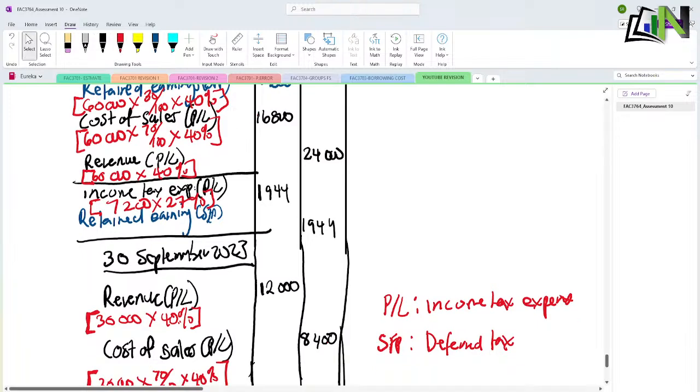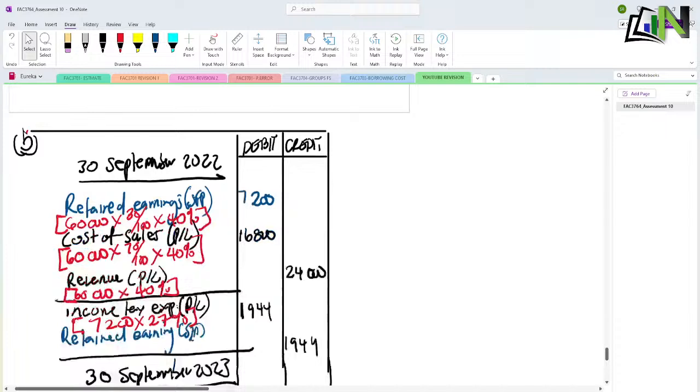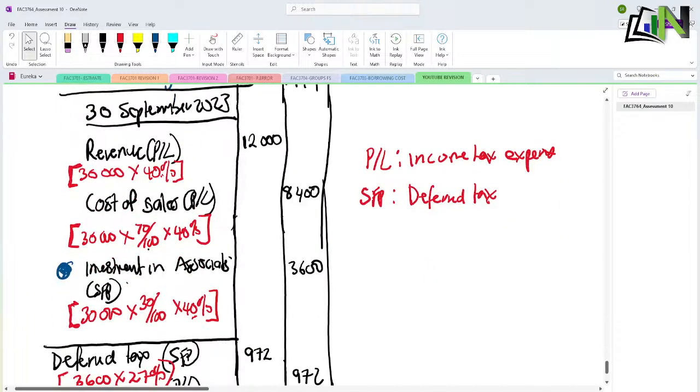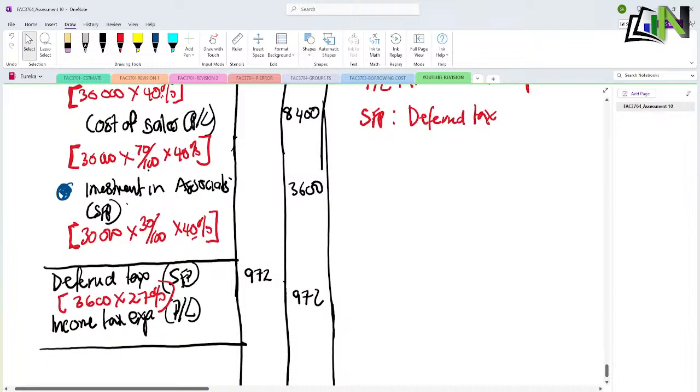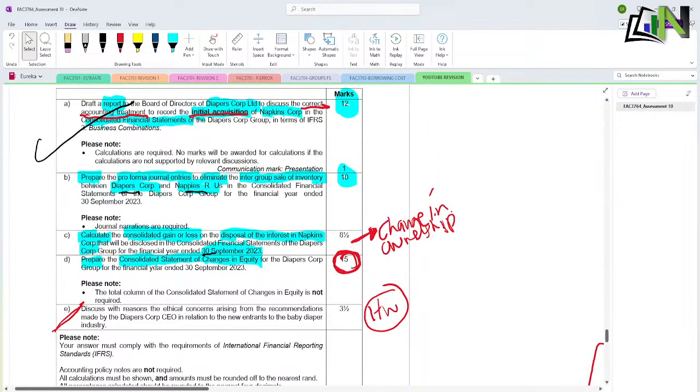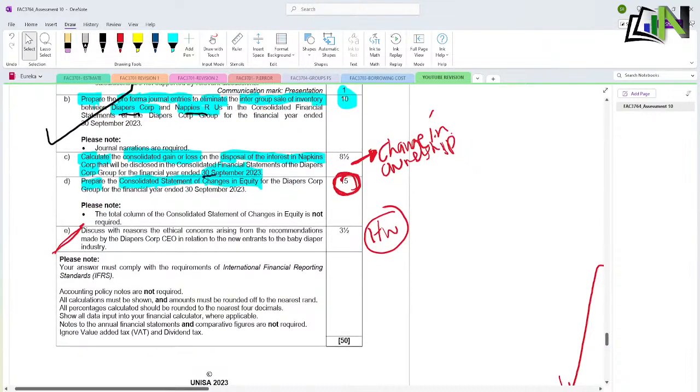Okay, so guys, that's how it's done. So that was the 2022 last year. This is the current year. That's how you would have eliminated your pro forma journal. This is between the parent and the associate, and not the subsidiary. With the subsidiary, there would have been a slight difference. All right. So that was that. That was question B. So A is done. B is done. We are left with C and D. Remember E, we said you will do it as general knowledge. All right. So that was that.